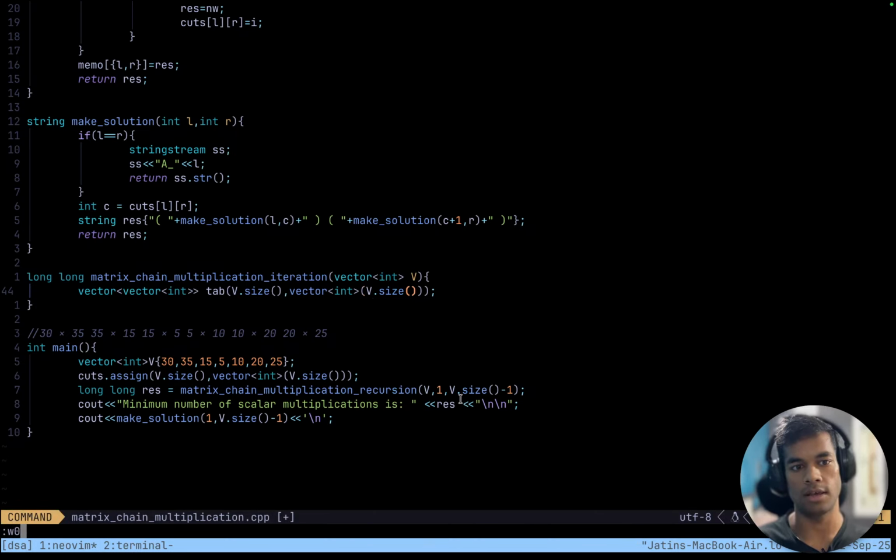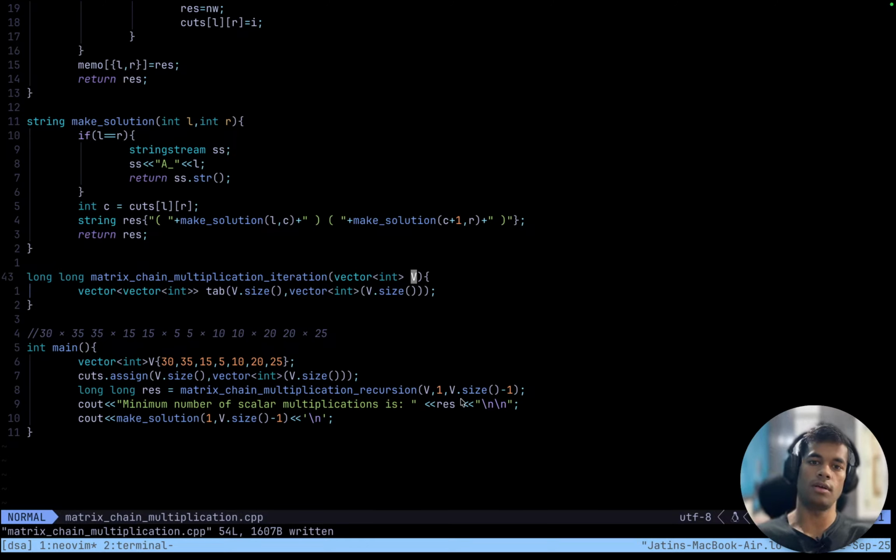Will it? Yes, it will, because the size of this vector V is one greater than the number of matrices that we have. Cool. And what would tab ij give us?